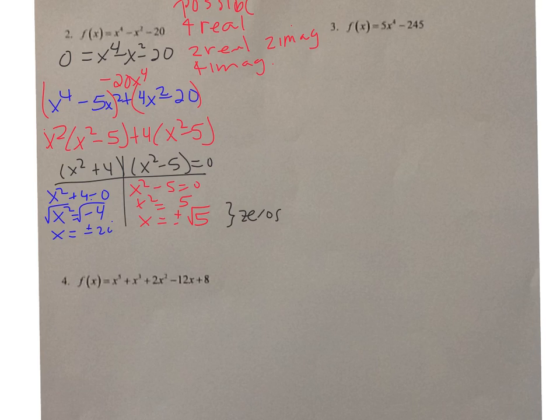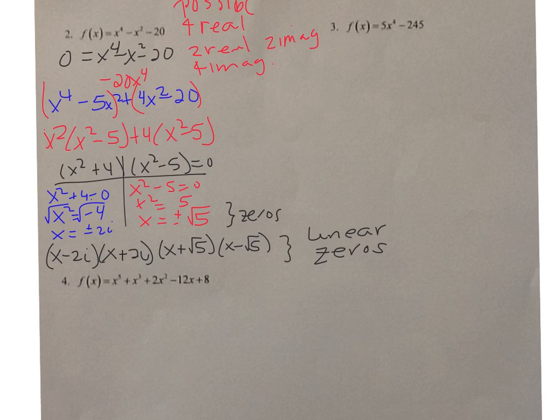Now I want my linear factors. So it'll be x minus 2i, x plus 2i, x plus the square root of 5, and x minus the square root of 5. These are my linear factors.